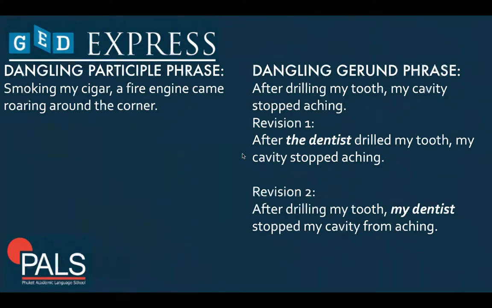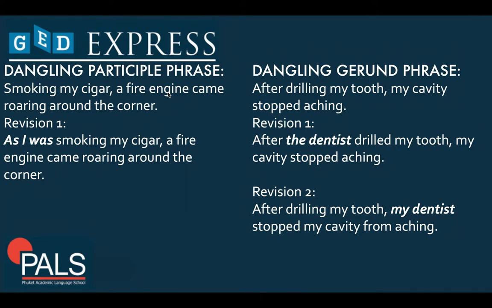Forgive my PowerPoint errors again, so prone to this happening. Alright, anyway, "Smoking my cigar, a fire engine came roaring around the corner." Revision 1. Since it has revision 1 and since you're looking at it on the other side, you're going to see that there isn't one exact or best way to fix these kinds of sentences. It can be a number of fixes. So here's one: "As I was smoking my cigar, a fire engine came roaring around the corner."